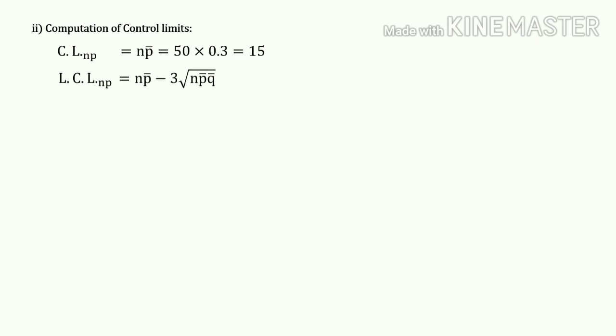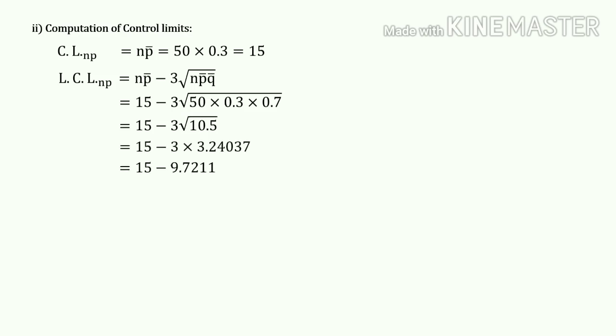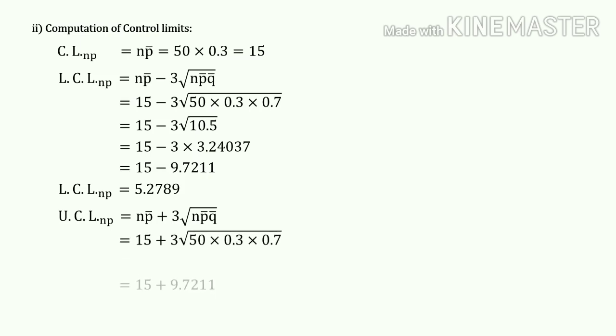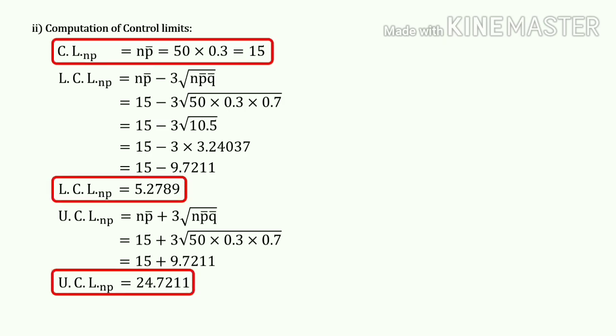Then the lower control limit of NP chart is N P bar minus 3 under root N P bar Q bar. By replacing these values N P bar Q bar, we can calculate the lower control limit, and it is 5.2789. Similarly, the upper control limit for NP chart is NP bar plus 3 square root NP bar Q bar. After simplification by replacing the values, we get upper control limit for NP chart as 24.7211. Yes, these are the three limits. After obtaining the three control limits, we proceed to the next step, that is plotting of NP chart.